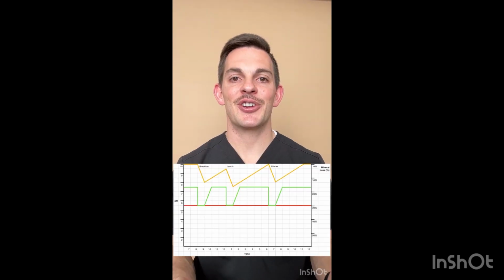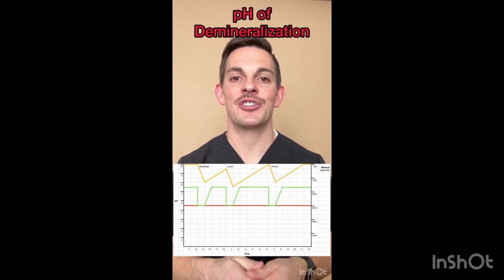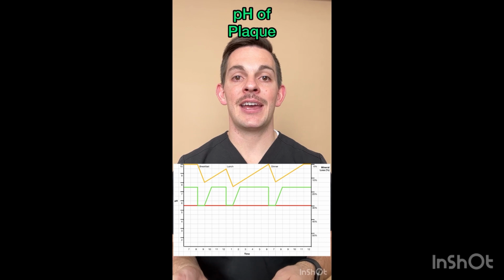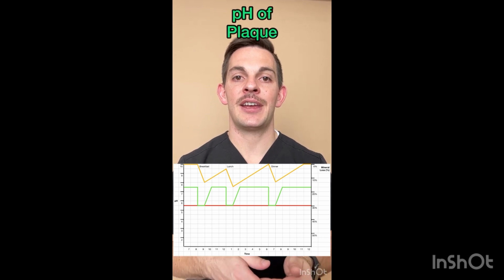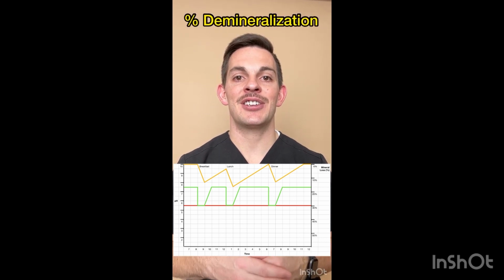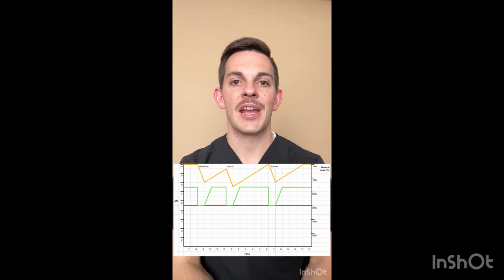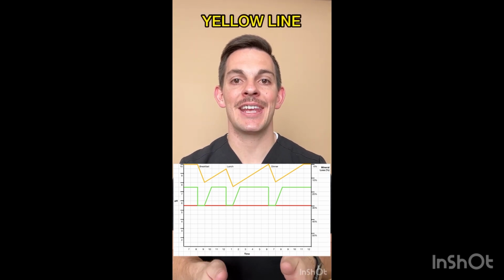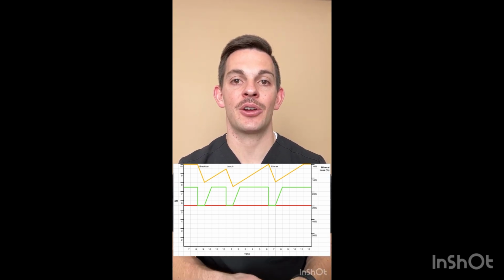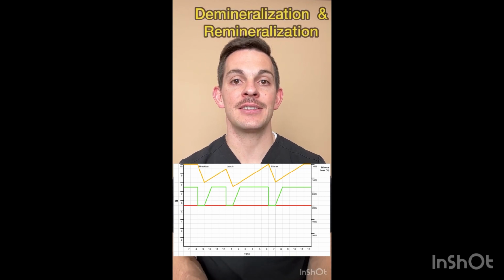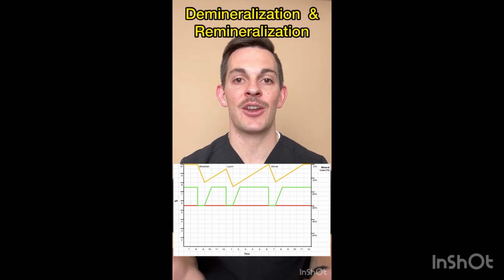How do I keep my teeth looking like this and not like this? In this picture, the red line is the critical pH at which our teeth can demineralize. The green line is the pH at the plaque-tooth interface, and the yellow line is the percentage of demineralization or tooth loss. The red and green lines explain the yellow line and why mineral loss may occur. Let's focus on the yellow line to understand tooth demineralization and remineralization.